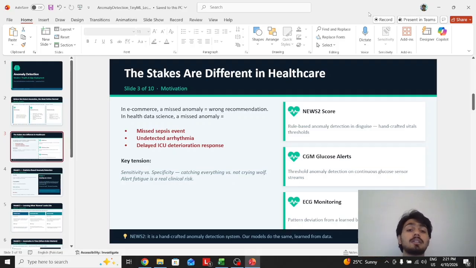For this, we have use cases: ECG monitoring, pattern deviation from a learned baseline waveform. We know that there is a specific waveform for ECG. There are specific waveforms, but if something is apart from that, it means there is an anomaly. CGM glucose alerts, threshold anomaly detection on continuous glucose sensor streams. And then there's NEWS score, rule based anomaly detection in disguise, handcrafted vital thresholds. These are handcrafted anomaly detection systems.